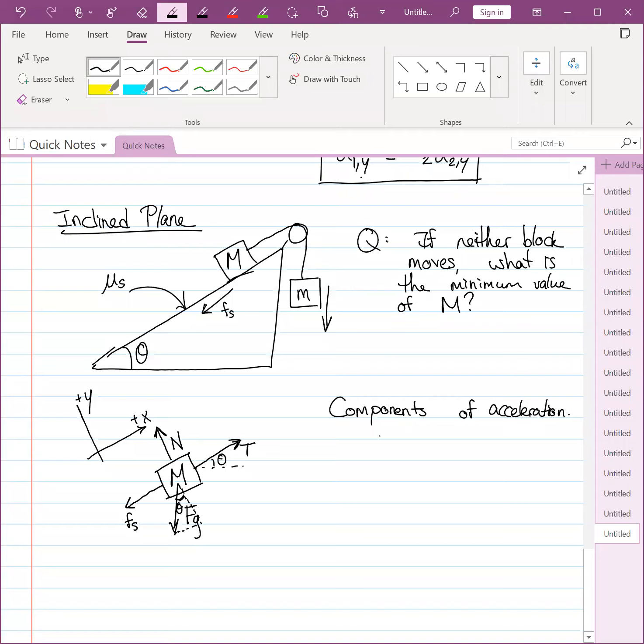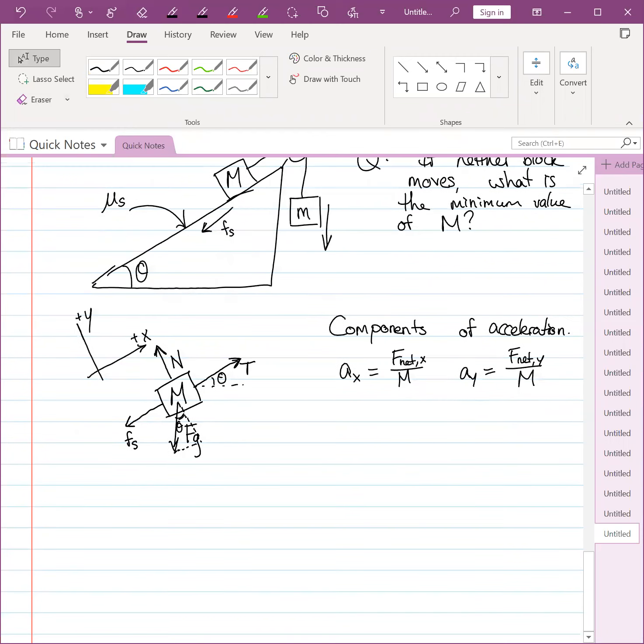So in this case, a sub x, from Newton's second law, a sub x is just the net force in the x direction over capital M. And A sub y would be the net force in the y direction, also over capital M. This is just for the block with mass capital M here.